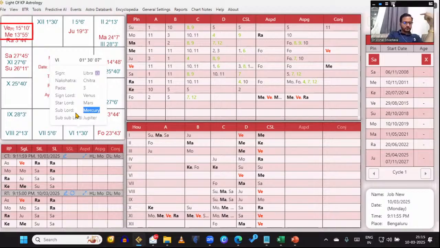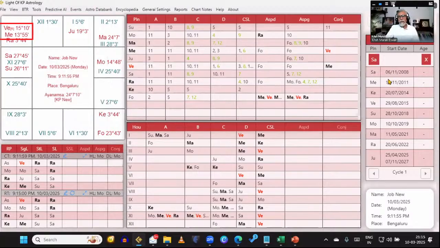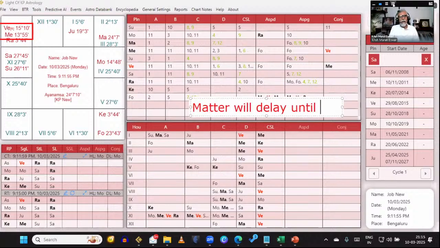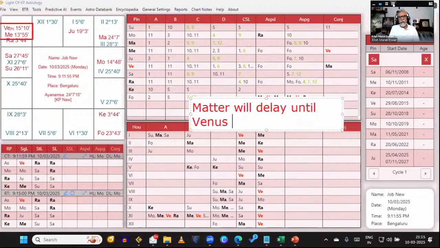Mercury is conjoined with Venus. Venus is retrograde. Star Lord is not retrograde. So denial will not come. Delay will be there. So the matter will be delayed until Venus turns direct.